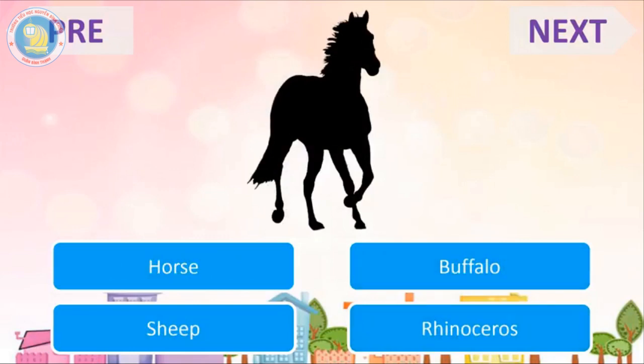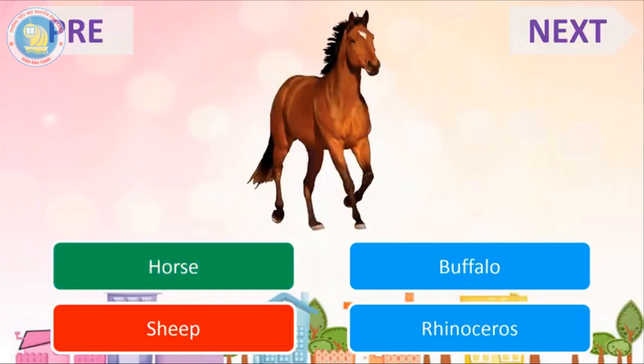What's this? Is this a sheep? Sheep. No, it isn't. Is this a horse? Horse. Yes, it is. Okay, everyone, you repeat. It's a horse. It's a horse. Correct.